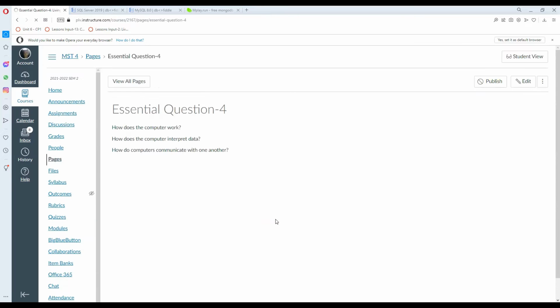The essential questions that we have for this lecture are: how does the computer work? How does the computer interpret data? How do computers communicate with one another?